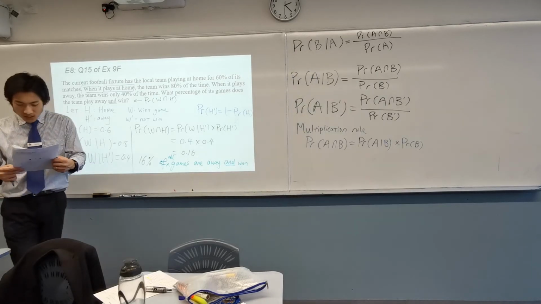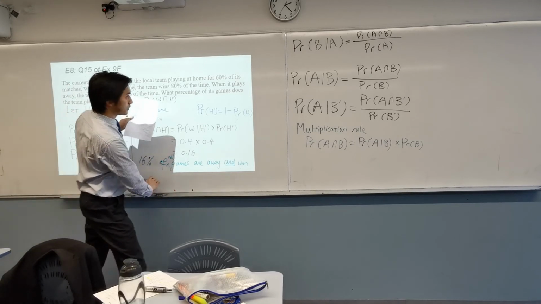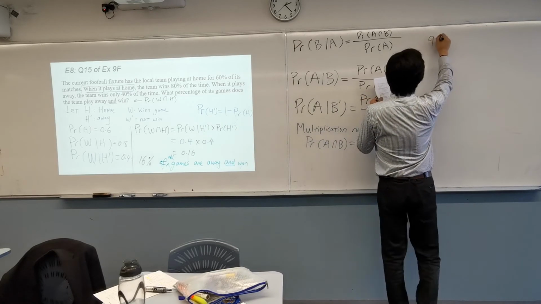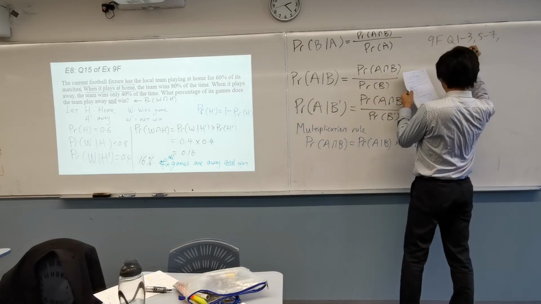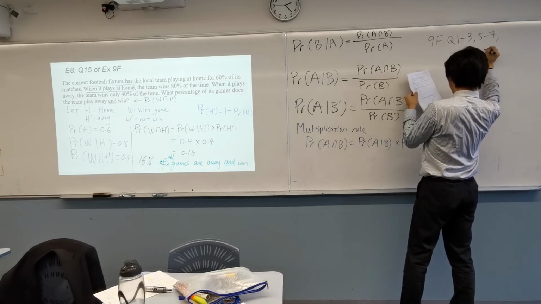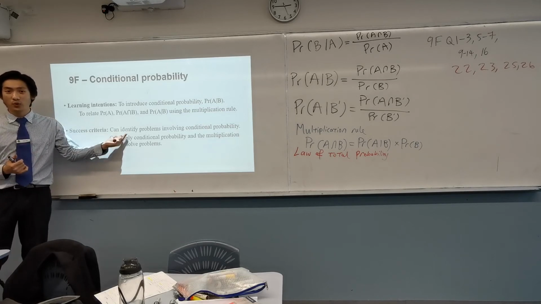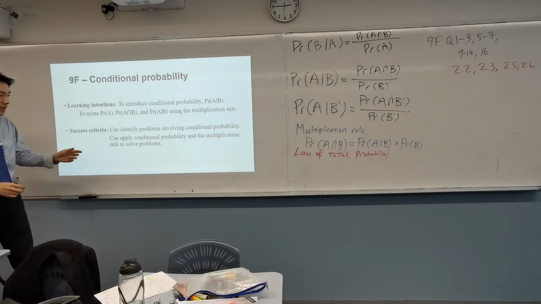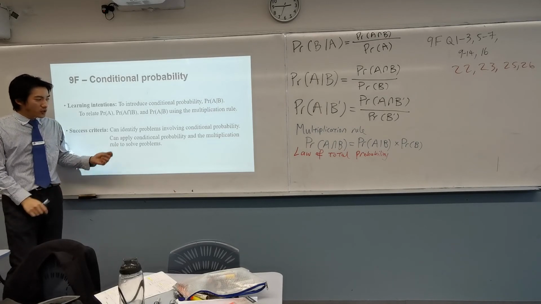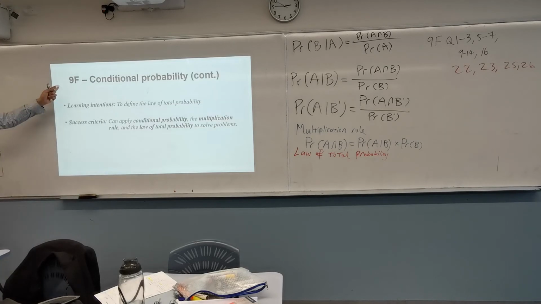Okay. I'm going to ask you to follow the questions for exercise 9F. 9F, that'll be questions 1 to 3, 5 to 7, 9 to 14, 16. So you need to make sure that you can identify when a question is based on conditional probability. Look for those words that are like given, and see if you can apply conditional probability and the multiplication rule to solve problems. This is 9F, continued.